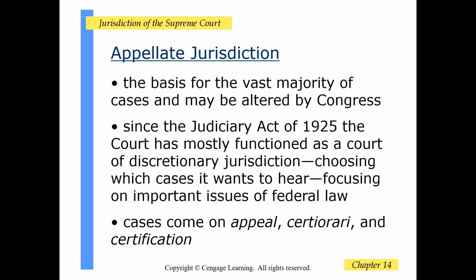Instead of original jurisdiction, most of the Supreme Court cases come from appellate jurisdiction. This is the basis for the vast majority of cases and may be altered by Congress. Since the Judiciary Act of 1925, the court has mostly functioned as a court of discretionary appellate jurisdiction, choosing which cases it wants to hear, focusing on important issues of federal law. Cases come on appeal, writs of certiorari, and writs of certification.